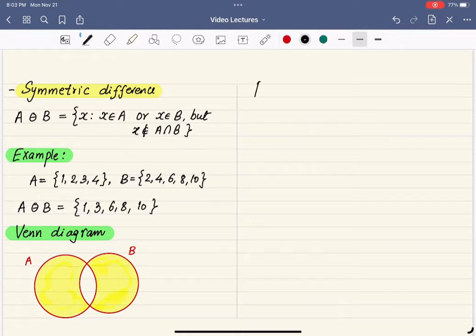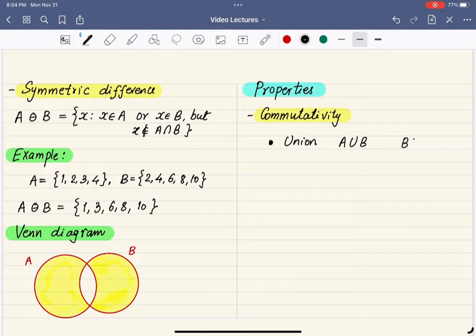Alright, moving on. Let's now look into some properties of these set operations. The first in the list is commutativity. Commutativity means the order in which you perform the given operation. So let's look at union. Now commutativity sees whether A union B is equal to B union A.